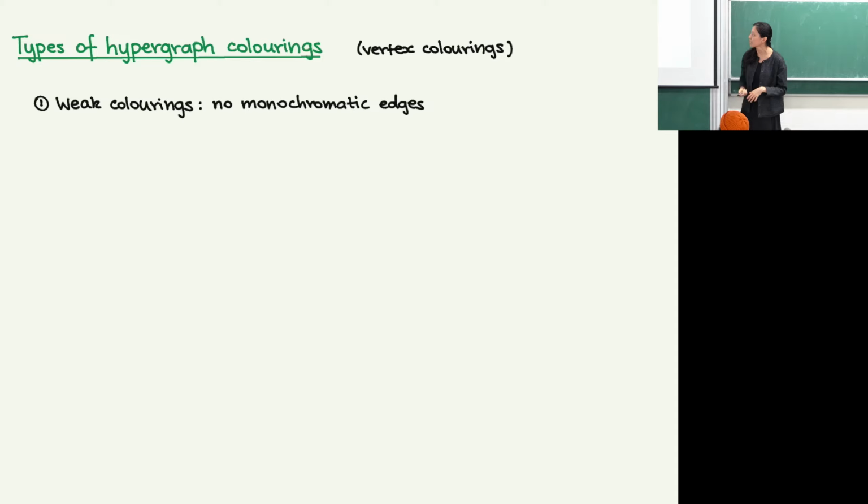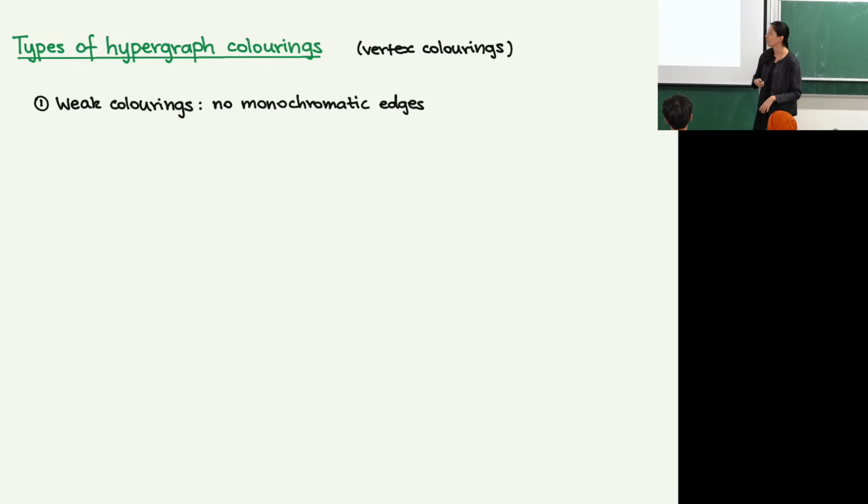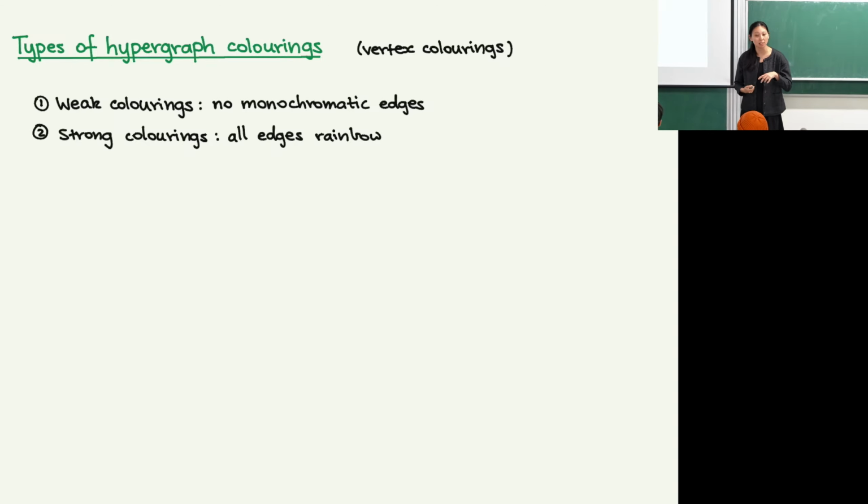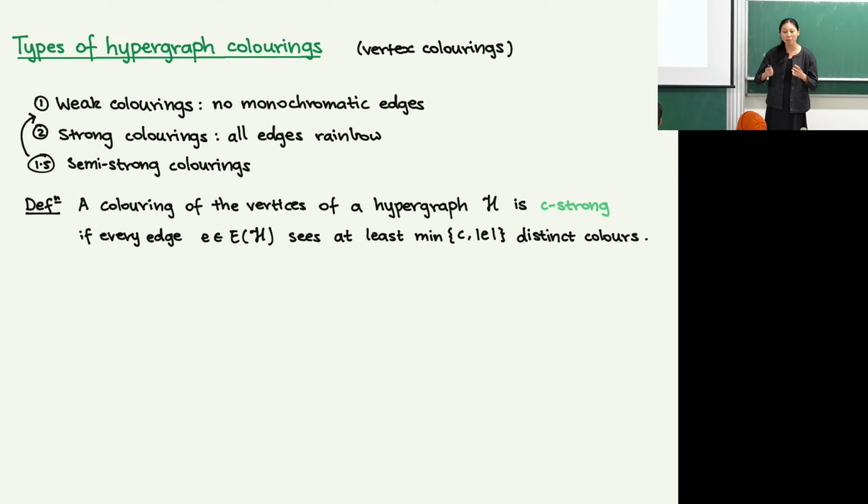So one definition that's become probably the most prevalent in literature is a weak coloring. That's maybe the one that you'd be most familiar with, where we have no monochromatic edges in our coloring. The second most prevalent is the strong coloring, which is where we want every edge to be rainbow colored. So that means in each edge, no two vertices have the same color. But there are a lot more variants that are studied, and a particular one I want to talk about today is called a semi-strong coloring. I've labeled it 1.5 because in some sense it interpolates between this weak coloring and strong coloring.